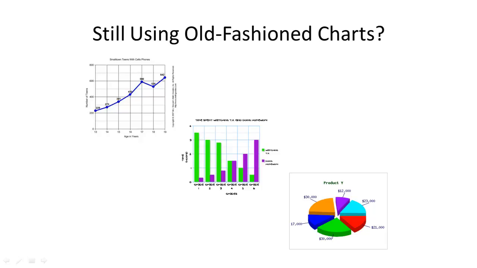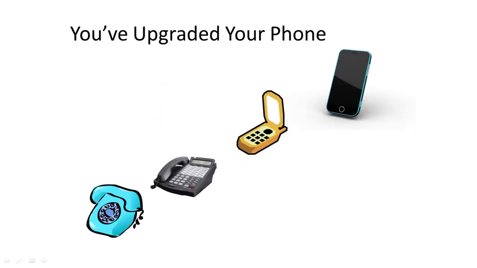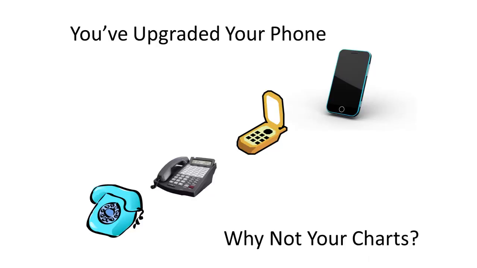Are you still using old-fashioned line, bar, and pie charts? Most companies are, but they're just not all that useful. You've upgraded your phone. You started out with rotary dial phones, then you went to push-button phones, and then you got one of those early flip phones, right, with the big long antenna on it, but now you're probably all driving a smartphone. You've upgraded your phone. Why not your charts?